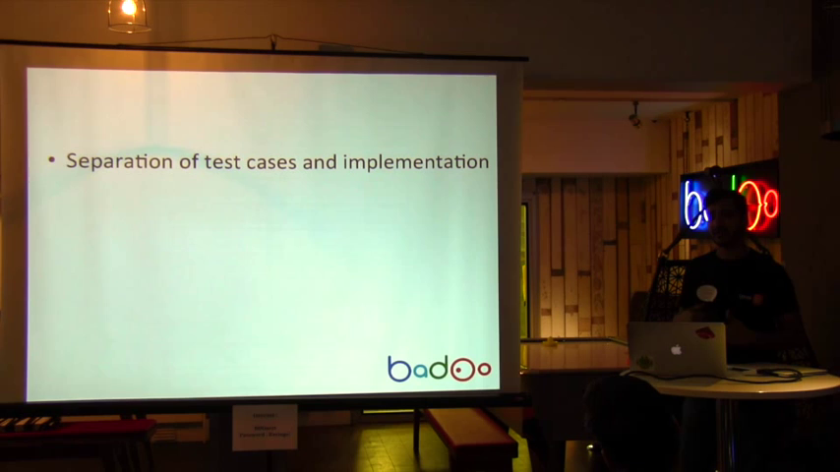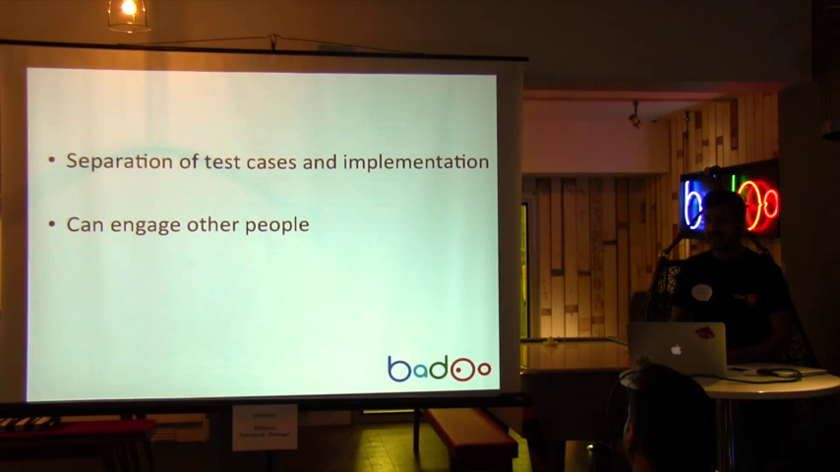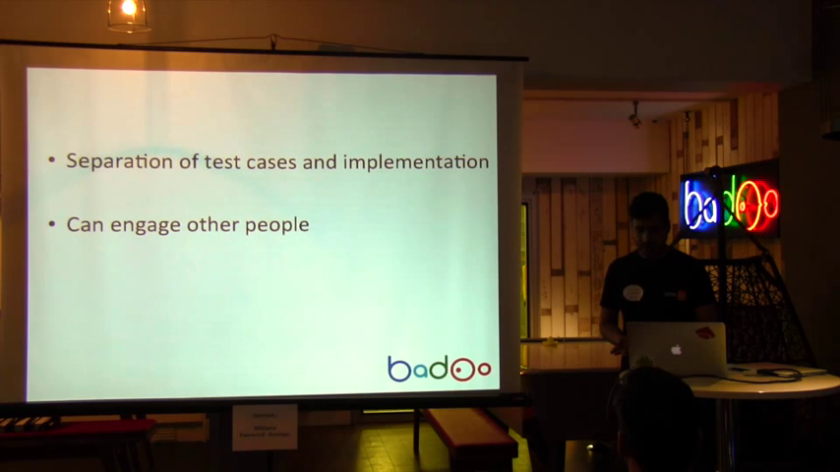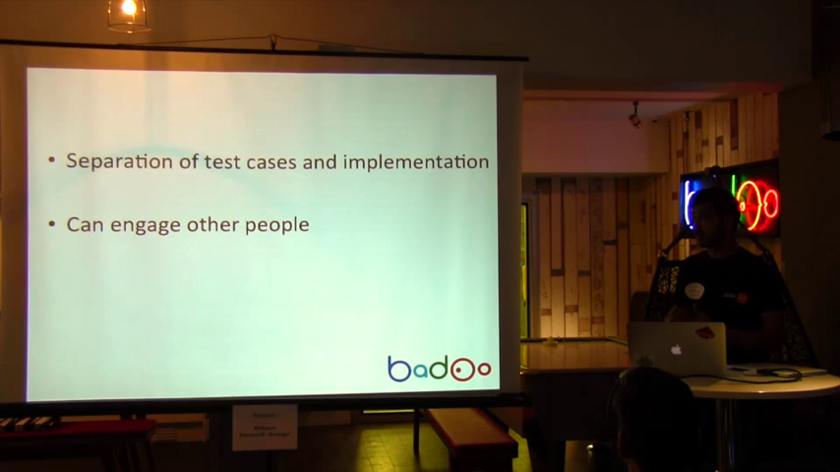The other thing is that you can engage with other people. If you write pure Java code or any other code, it may be difficult for people who don't know how the automation works. But when you have the features, any person can read them. The product owners or the people who are manually testing your application can understand what is automated and what is not automated. So it always keeps things like executable specifications.